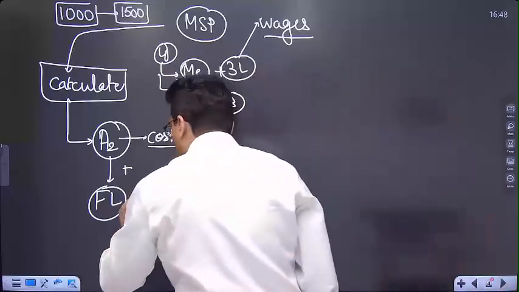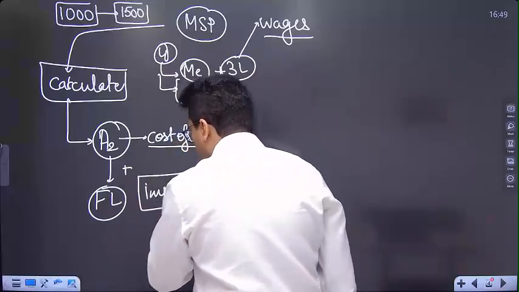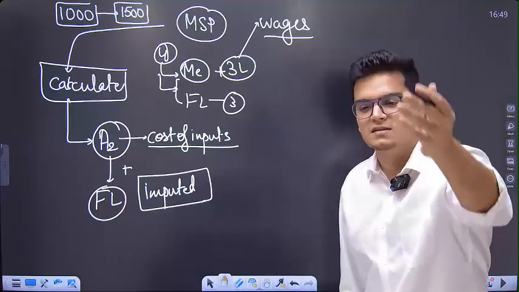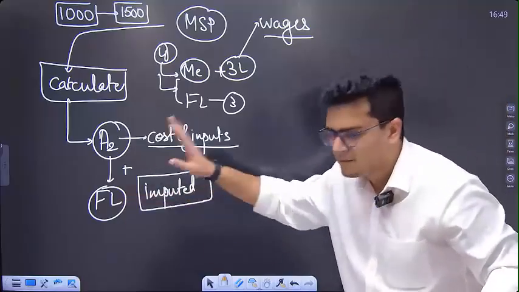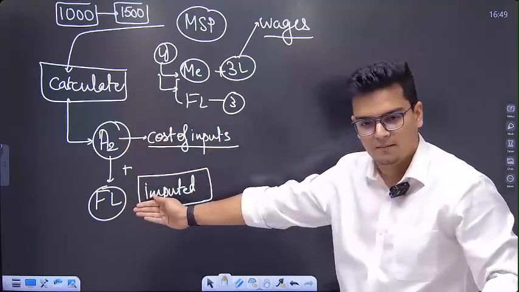What does imputed cost mean? I am not actually paying. But if there were extra laborers, I would have paid this much. So imputed cost of family labor. This is the second formula, A2 plus FL.